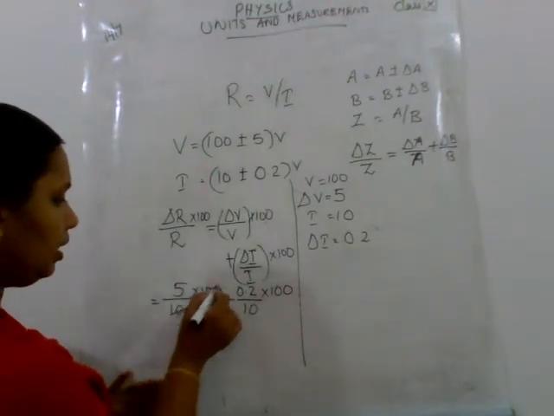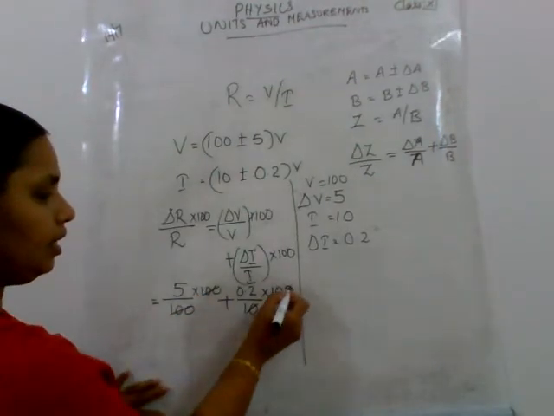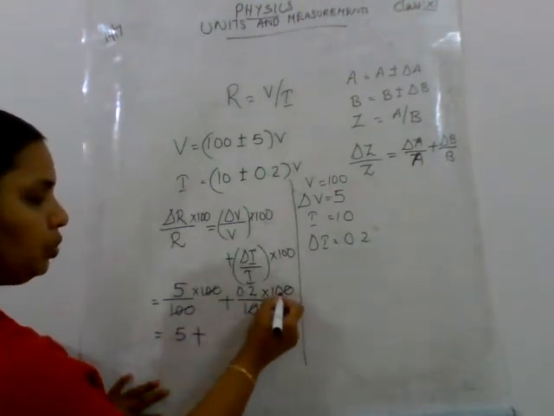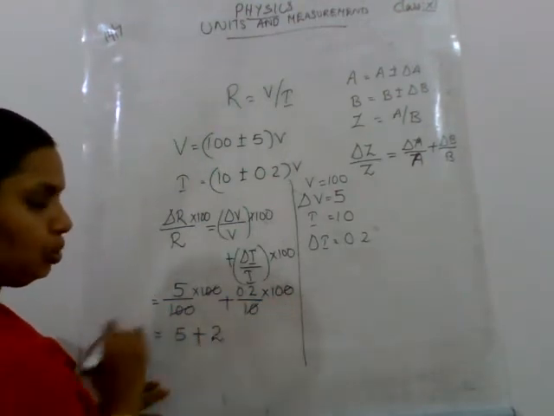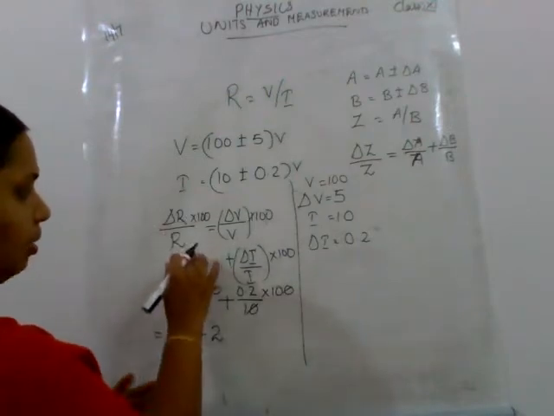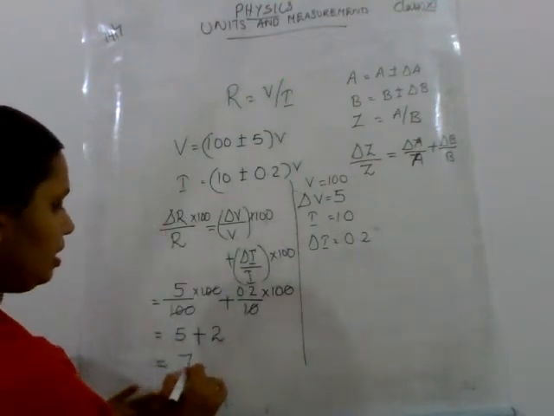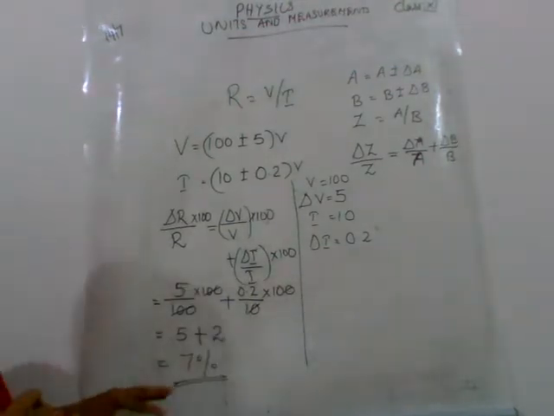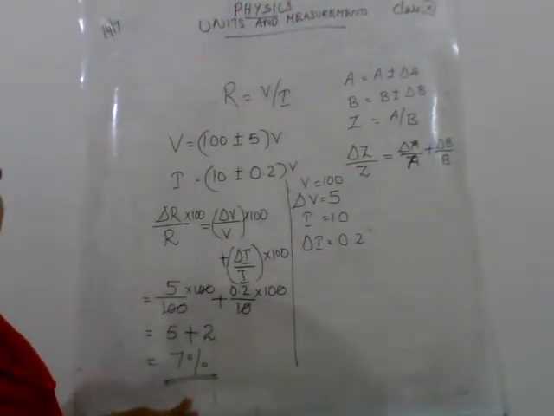So here 100 gets cancelled, 10 gets cancelled. So it is 5 plus 0.2 into 10, it is 2. So what is the percentage error? That is 7%. Okay, delta R by R into 100 is 7%.